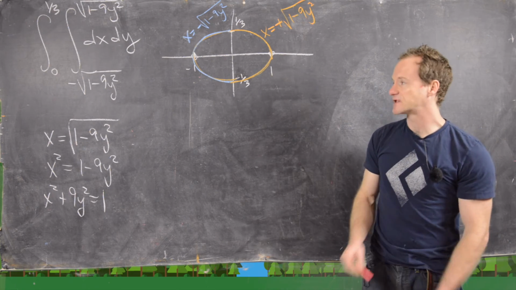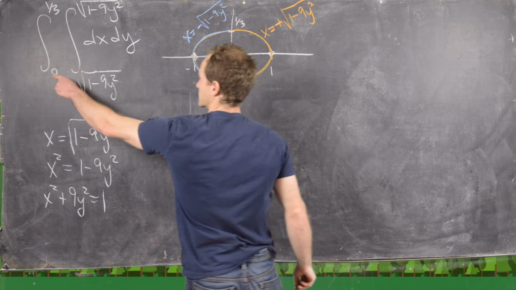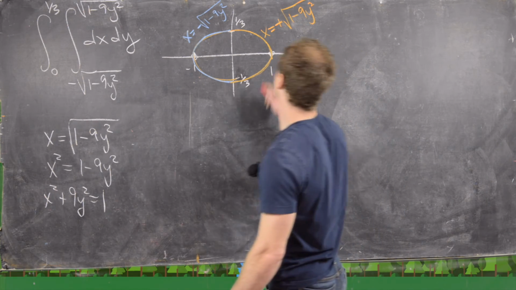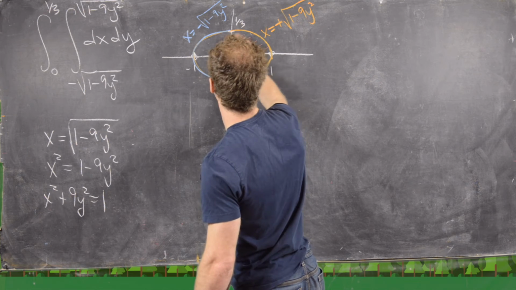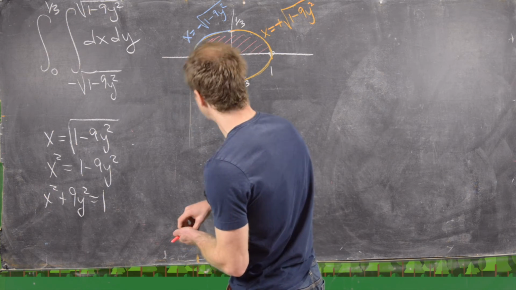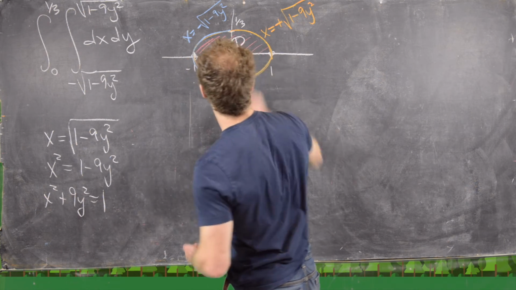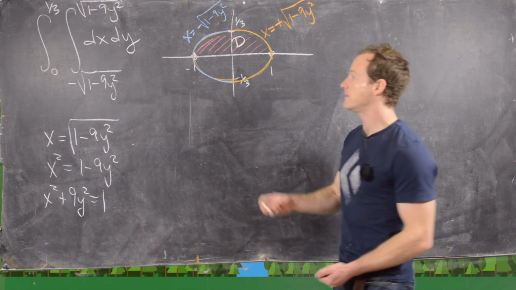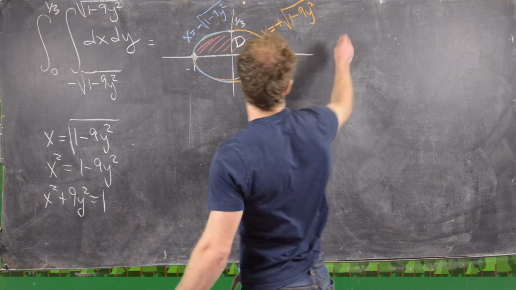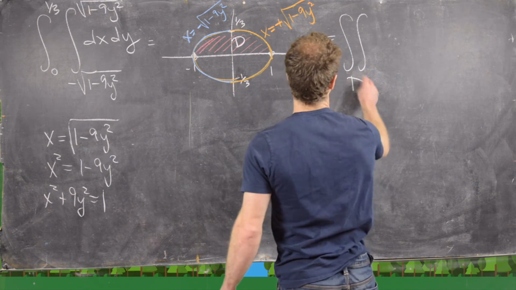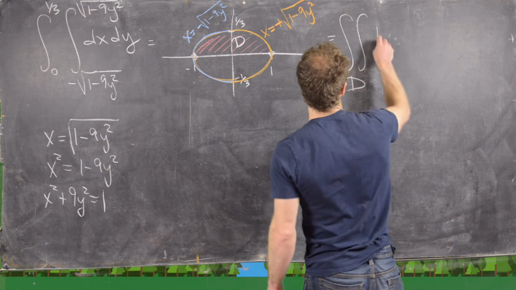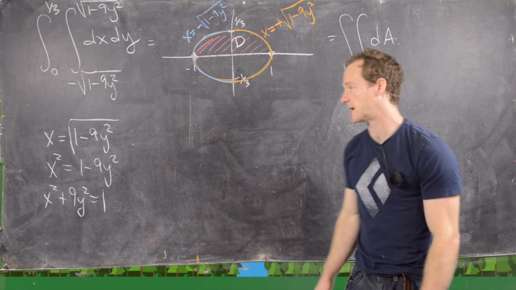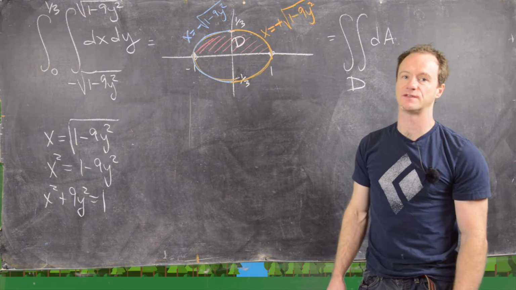And now, as far as our y values, notice our y values are going to go from 0 to 1/3. So notice that is going to be this top half of the ellipse. So our region D is given in the following way. Okay, great. So that means we can take this integral and rewrite it as the double integral over D of, well, just dA, because dx dy is just dA.